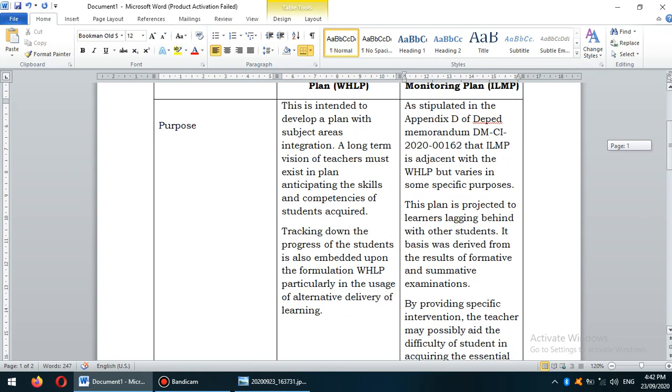In purpose, the difference between the weekly home learning plan and the individual learning monitoring plan.